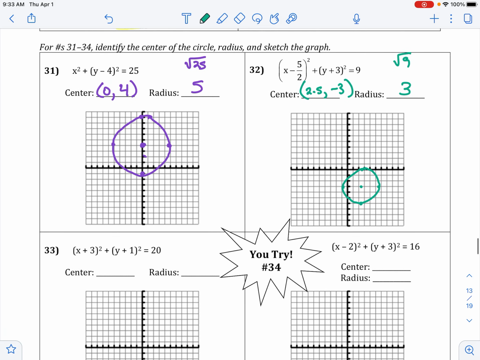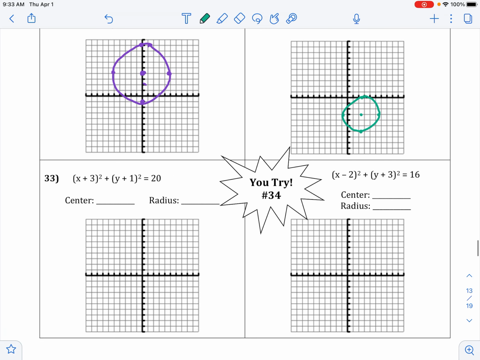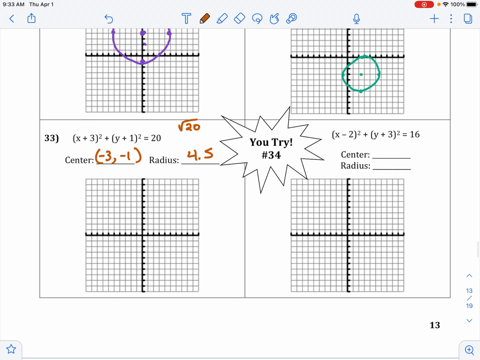So let's see if you can try one now. Actually, let's do 33 first, then we'll have you try 34. So for 33, we have a center at negative 3, negative 1. We changed the signs. Our radius is the square root of 20. So it would probably be best to take the square root of 20 and approximate it. If we do square root 20, we get about 4.47, so we'll say about 4.5. It's just going to be an estimate.